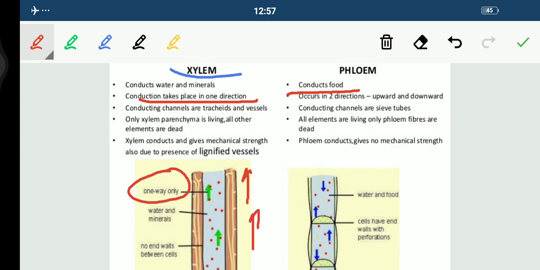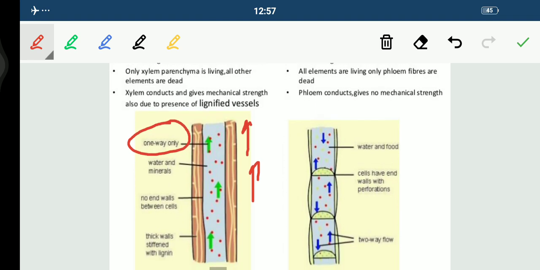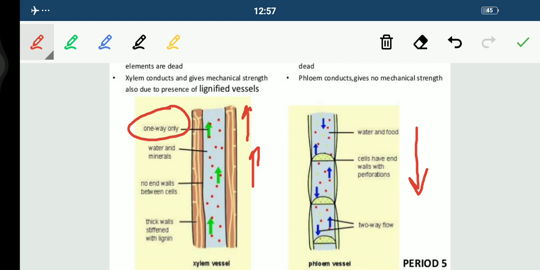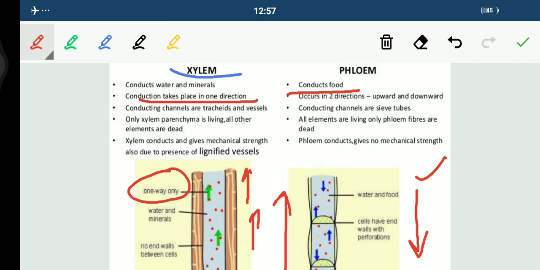But talking about the phloem, students, it is done in upward as well as in downward direction. Now students, talking about xylem, only xylem parenchyma, which is one of the components of the xylem, is living. All other elements are dead. But in phloem, all elements are living. Only phloem fiber is dead. Xylem conducts and gives mechanical strength due to the presence of lignified vessels, but phloem gives no mechanical strength.